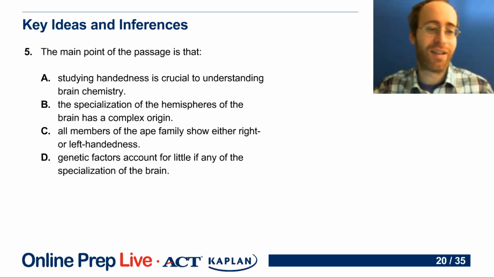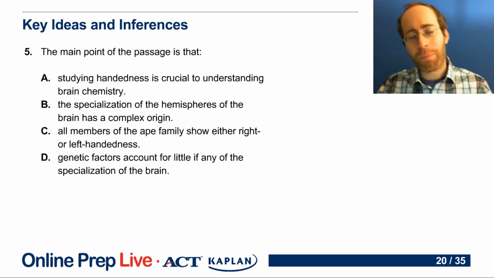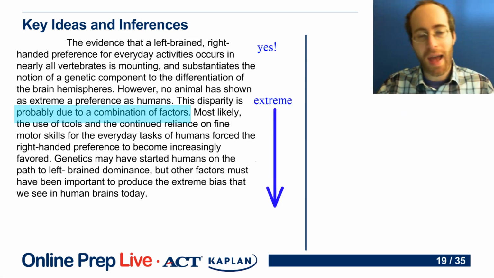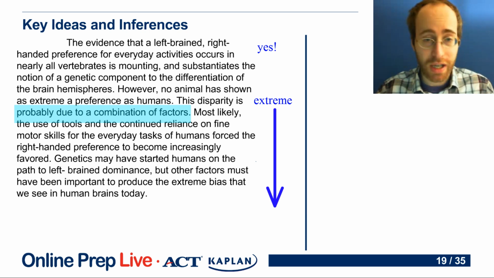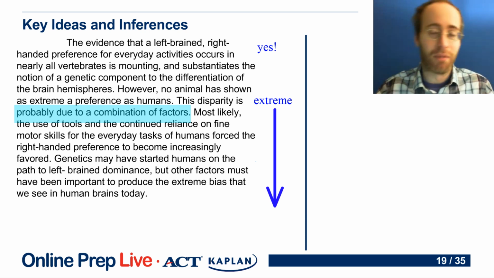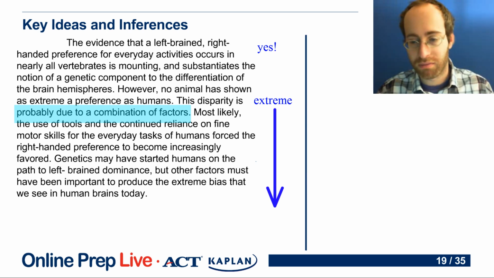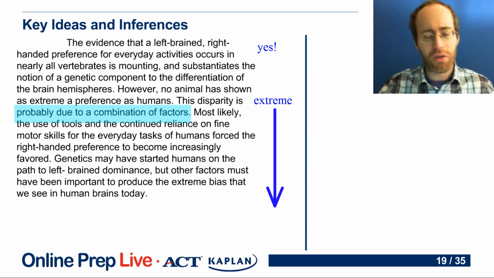Excellent choice. The main point of the passage, if we had to say it ourselves, was something along the lines of: humans have a really extreme preference, but humans and animals all have this brain function separation. So it's something along those lines. You always want to go for a really short paraphrase of the passage.